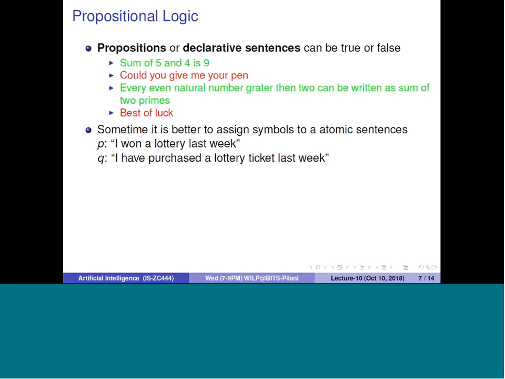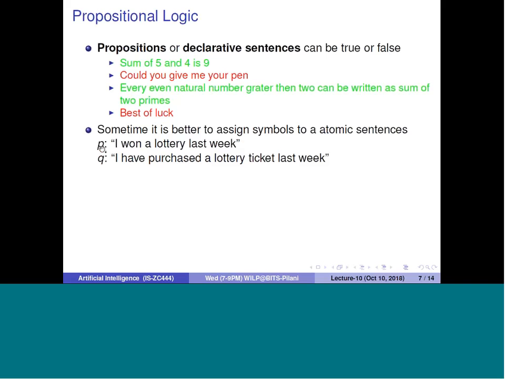But even if sometimes I purchase a lottery ticket, I may not win last week. Those things show that there is some dependence between the symbols. So I am going to represent a particular declarative sentence with the symbols. From now onwards we will only be talking about the sentences.